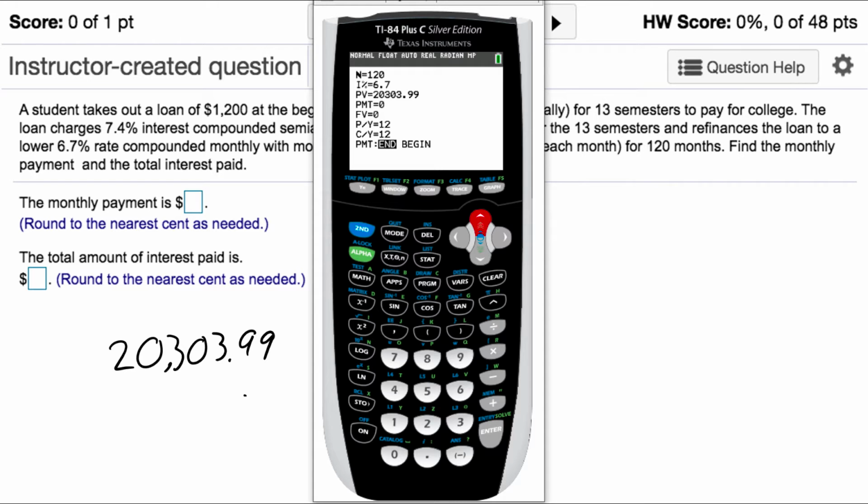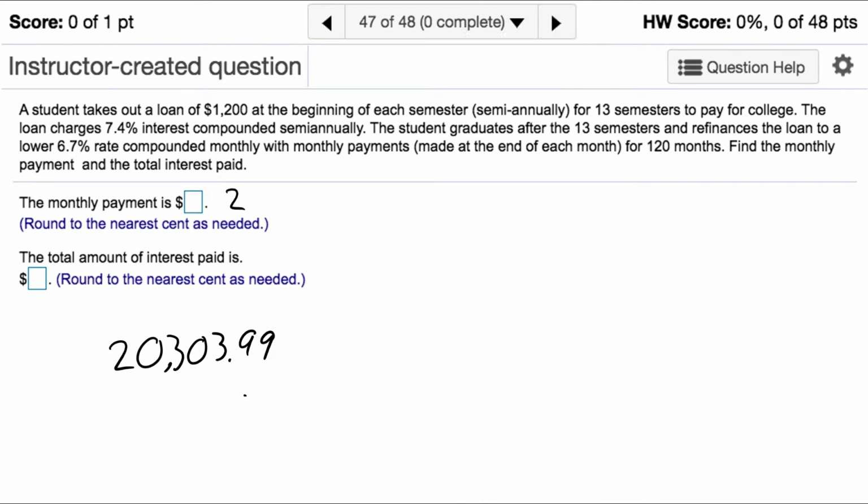All right, so now we'll solve for the payment. And we get $232.62. So that's the monthly payment needed to amortize the loan or to pay off the loan in exactly 120 months.